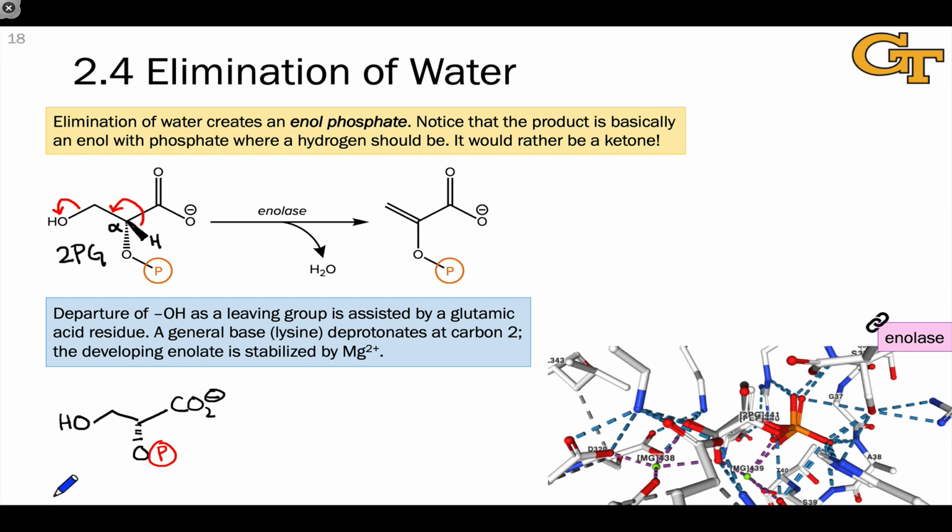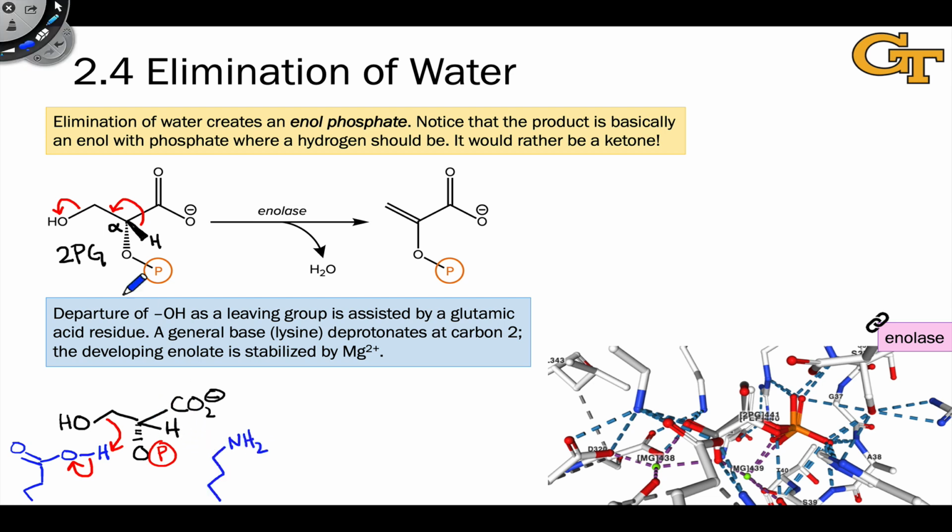First of all, there's a glutamic acid residue in the enzyme's active site that assists with departure of the hydroxyl as a leaving group. And the idea here is just general acid assistance. The carboxylic acid proton associated with the glutamic acid is donated to oxygen as the CO bond breaks toward oxygen, avoiding the formation of hydroxide, avoiding negative charge on that oxygen, and forming water in the course of this elimination.